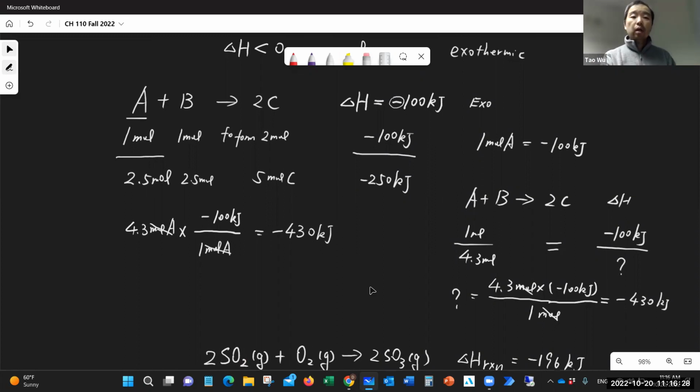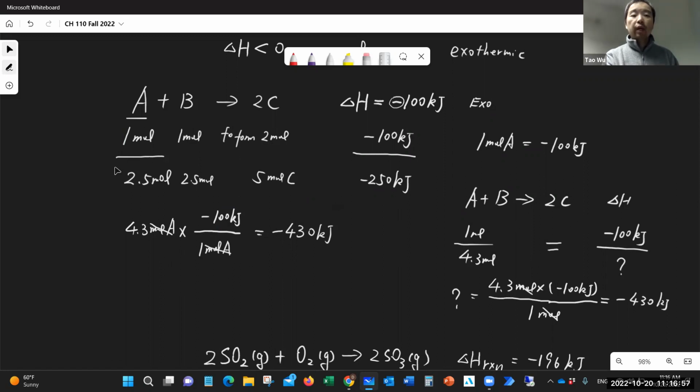For these cases, you can use two different ways to solve the problem. Either you use stoichiometry, where you have an unknown and a conversion factor between the heat and the moles of the substance, and then you can figure it out. Or you just base on the ratios, and use the ratio to figure out the unknown.